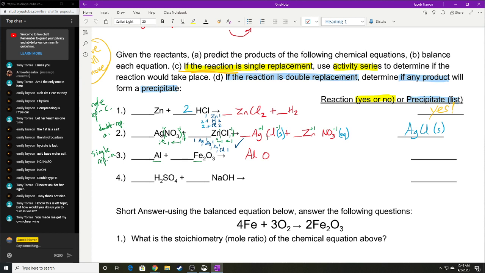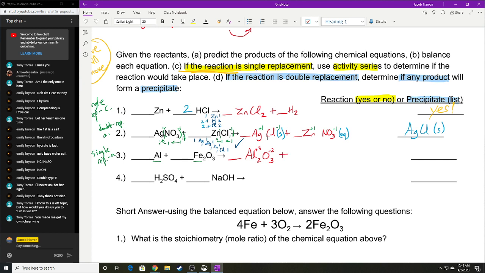Charge on aluminum. Hopefully you're looking at your periodic table and you're saying, oh, aluminum is going to be +3. Next, I hope you're saying O is going to be -2. So when you swap and drop, 2 goes down there, 3 goes down there. Make sure you know that you're swapping and dropping correctly. I'll leave myself a little blank.